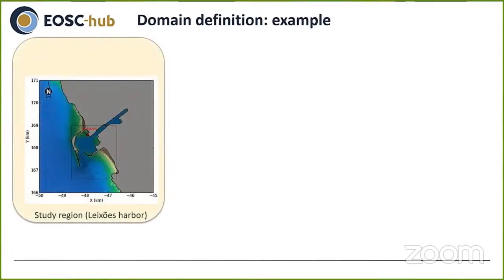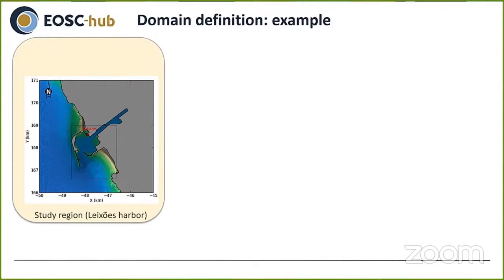So here's an example of how we specified the boundaries and how we defined the domain for a specific case. We are modeling the Leixões Harbor in the north of Portugal. That's what you are seeing here in this figure. So right here you have the first choice that you have to make.